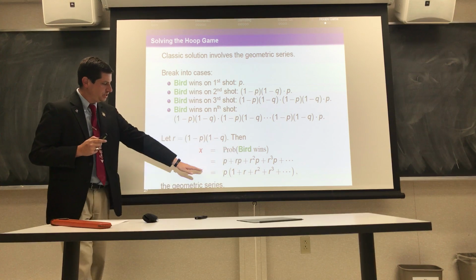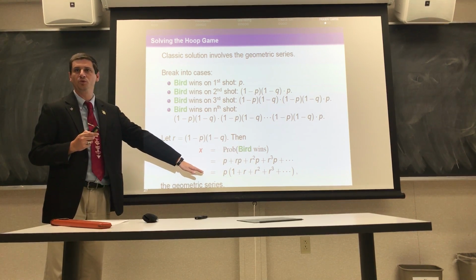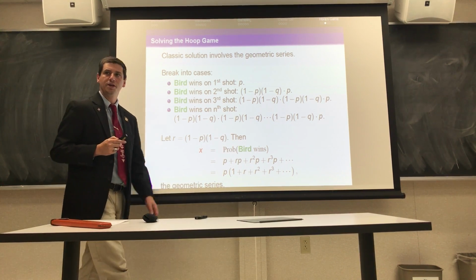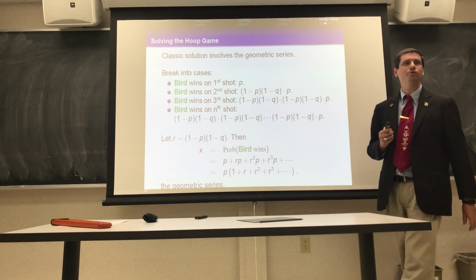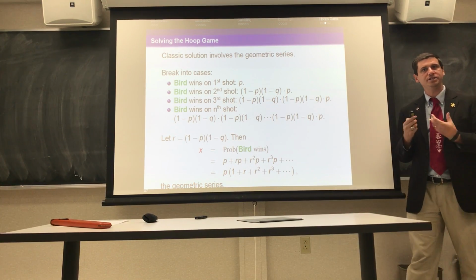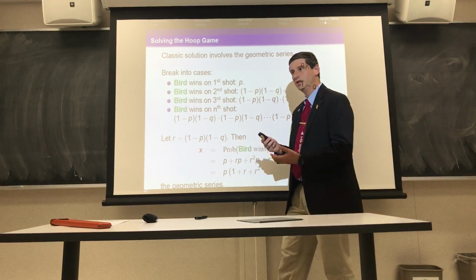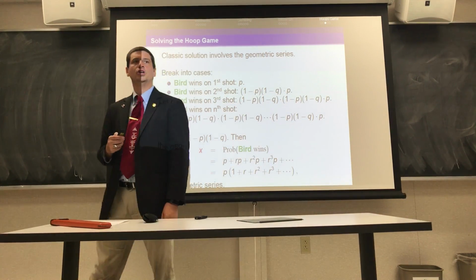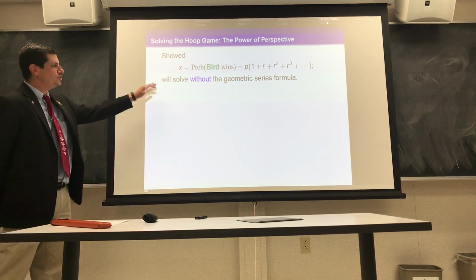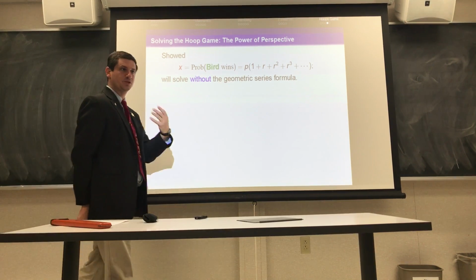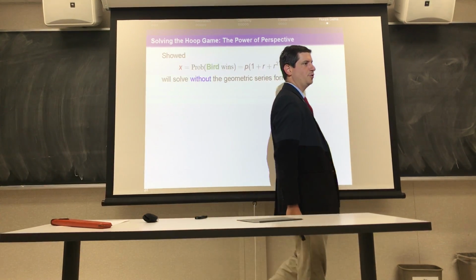Right? So does everybody agree that this is the answer for the probability that Bird wins? One of the great insights in mathematics is to take a hard problem and look at it a different way. And if you can calculate something two different ways and they're equal, then you often get beautiful formulas. So we're going to calculate the probability that Bird wins a second way. So let's do it without the geometric series formula. And in fact, this will allow us to prove the geometric series formula.